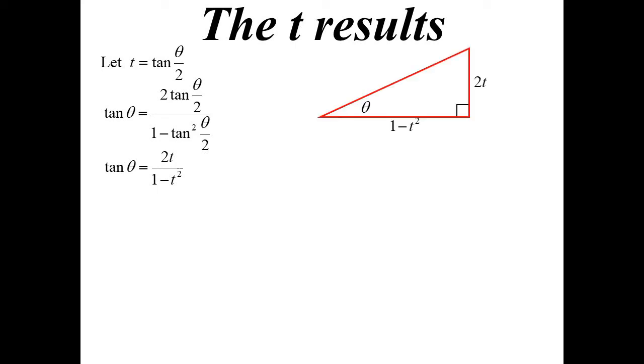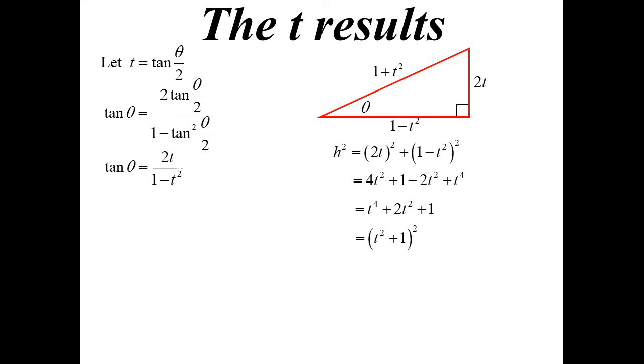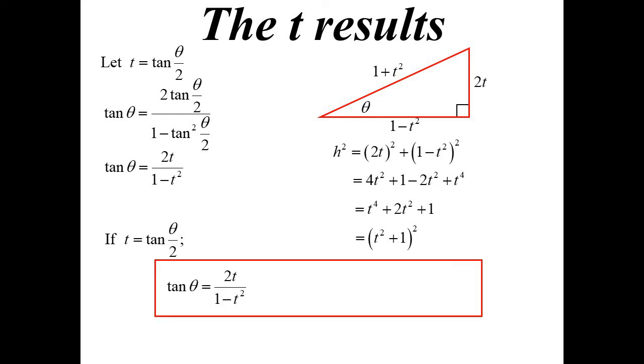Alright, well let's draw up a triangle. If tan is 2t on 1 minus t squared, we'll make the opposite 2t, the adjacent 1 minus t squared. Bit of Pythagoras, we want to work out that hypotenuse. And h turns out to be, there we go, t squared plus 1 squared, hypotenuse is t squared plus 1 or 1 plus t squared, however you prefer to write that. We can now read off our triangle and get the t results for any of the other ratios. So if t is tan theta on 2, we know tan theta is 2t on 1 minus t squared, sine theta is 2t on 1 plus t squared, and cos theta is 1 minus t squared on 1 plus t squared.